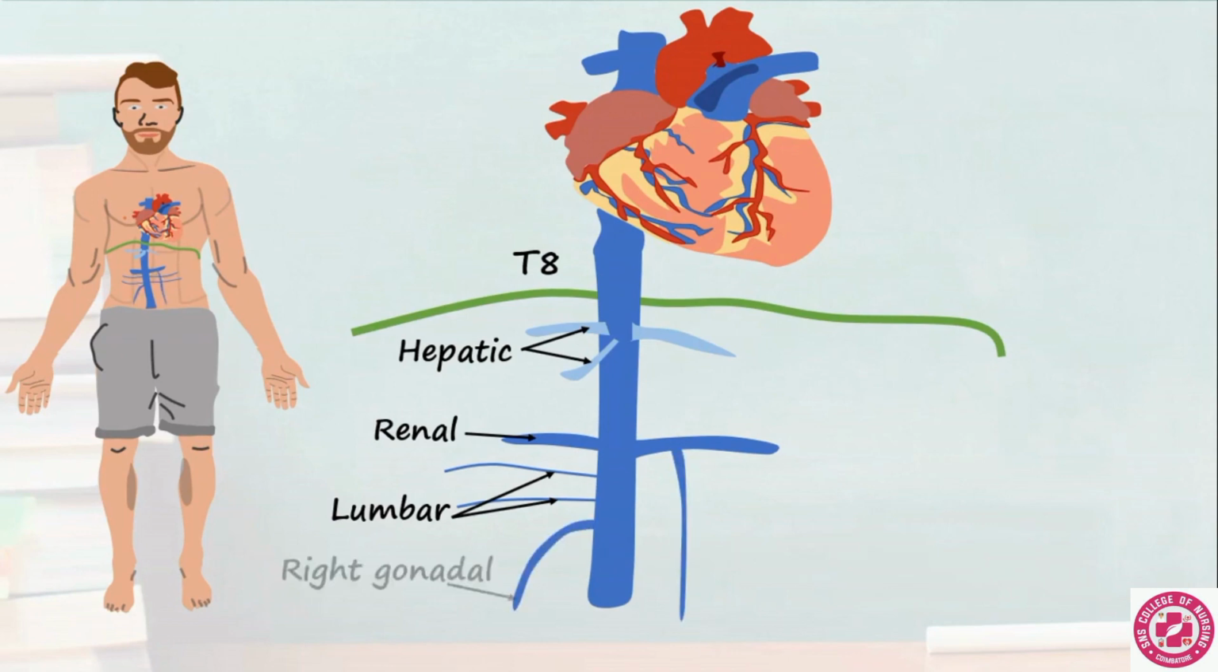These are the right and left gonadal veins, where the right drains directly into the vena cava and the left drains into the left renal vein. A higher chance of compression of the left gonadal vein means varicoceles are more likely to occur on the left testes or ovary compared to the right.